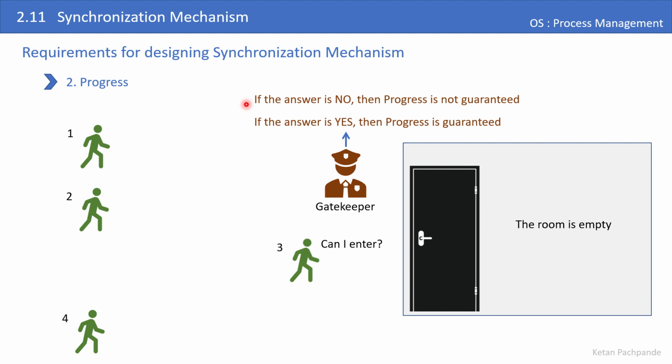Talking about processes and the critical section now, if any process that comes first asks the entry section, here the gatekeeper is like the entry section, "Can I enter into my critical section?" If the entry section says, "No, you cannot enter," even if the critical section is free, then in that case we say that progress is not guaranteed.